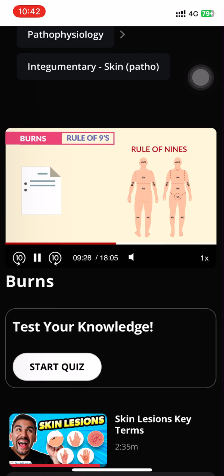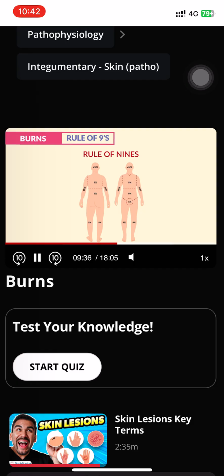A big test tip here is I recommend to write out this chart at least 10 times every single day the week of your exam. It's kind of like lab values. You need to know your numbers here.